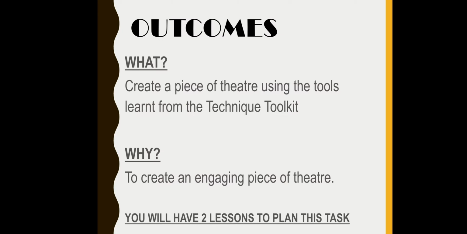Lesson outcomes. What? Create a piece of theatre using the tools learned from the Technique Toolkit. Why? To create an engaging piece of theatre. You will have 2 lessons to plan this task.